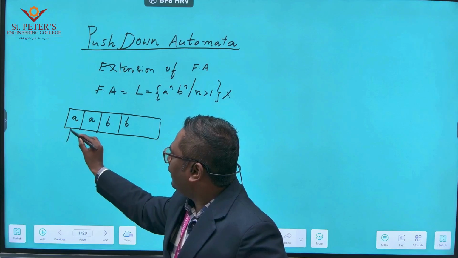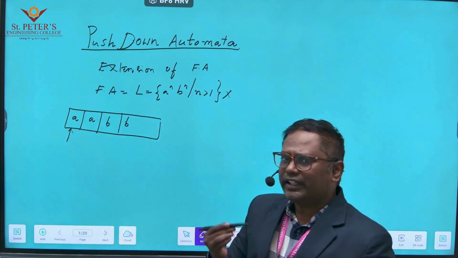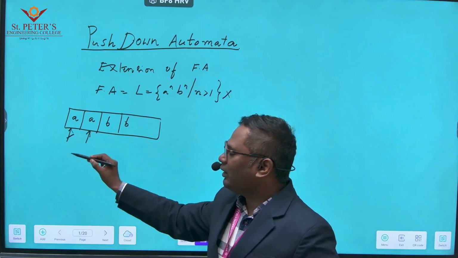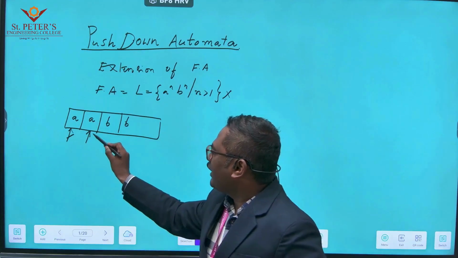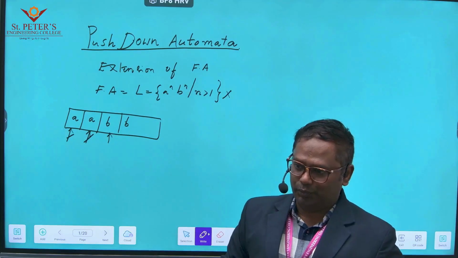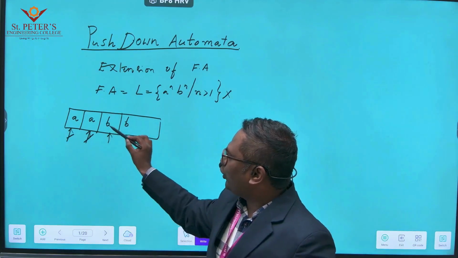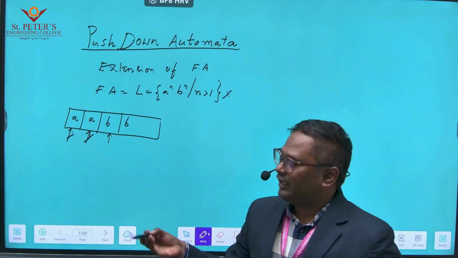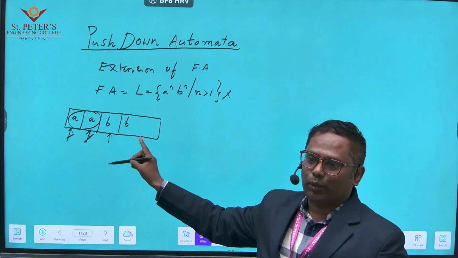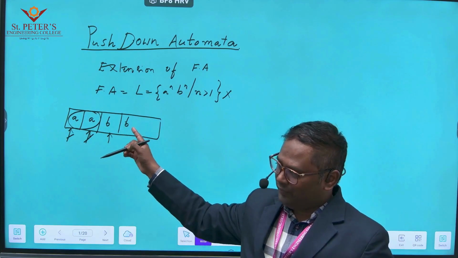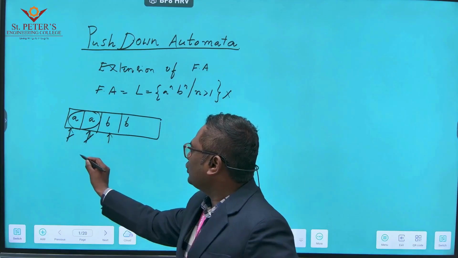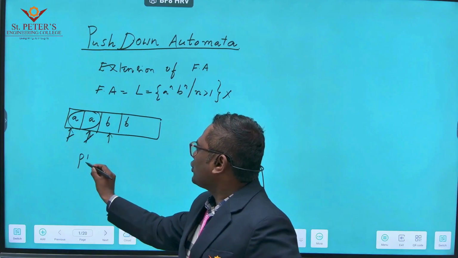Initially the tape head will be here. After reading a, the head moves one position to the right, and after reading the next a, it comes to this position. Whatever it has read earlier, that is the 2 a's, it is going to forget. In order to overcome that problem, we are going to use the concept of a push down automata.